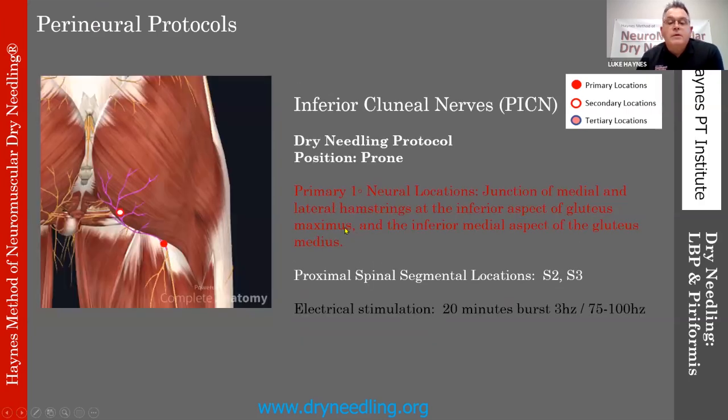And then inferior, the primary is a neural location. It's just the junction of the medial and lateral hamstrings at the inferior aspect of the Gluteus Maximus and the inferior medial aspect of Gluteus Medius. We could also come up and do some proximal spinal segmental locations at S2, S3.